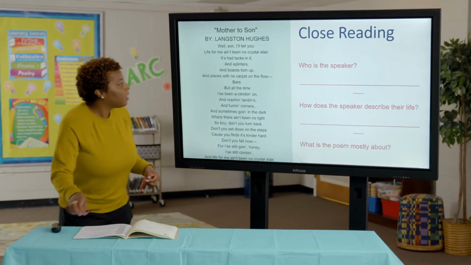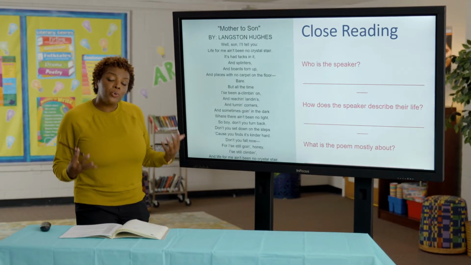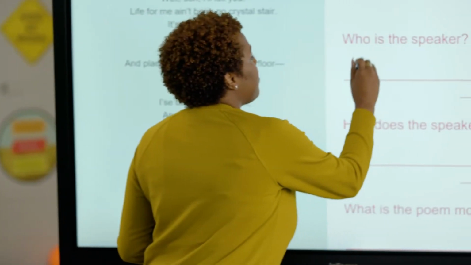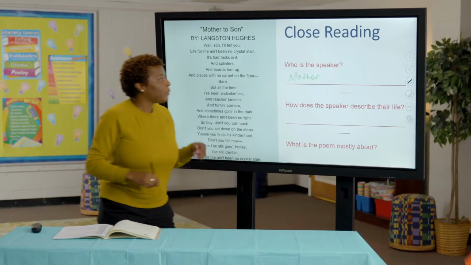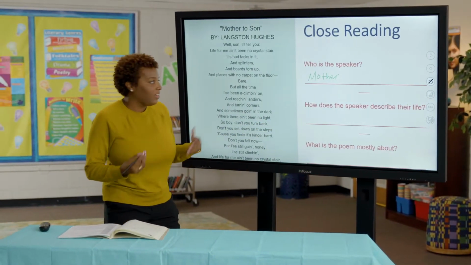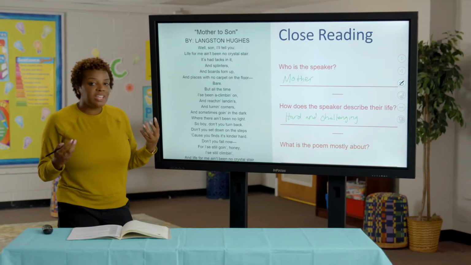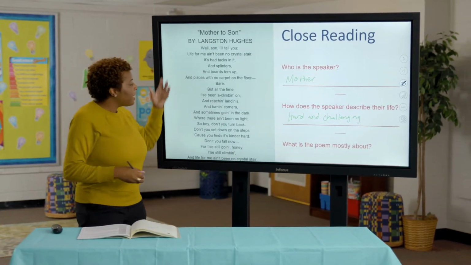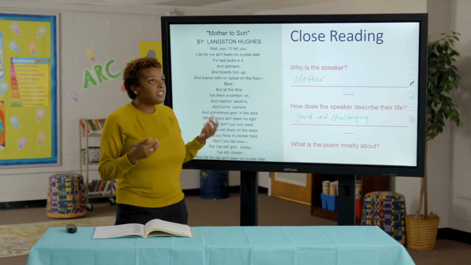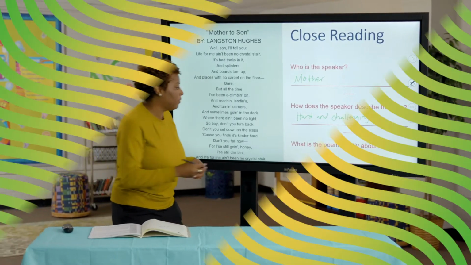So again, as we approach the text, I told you to think of the following questions. Who is the speaker? We know that the speaker is the mother. How does the speaker describe their life? The mother describes their life as being somewhat hard and challenging. What is this poem mostly about? Based on my initial reading, this poem is mostly about the advice a mother is giving to her son about life.